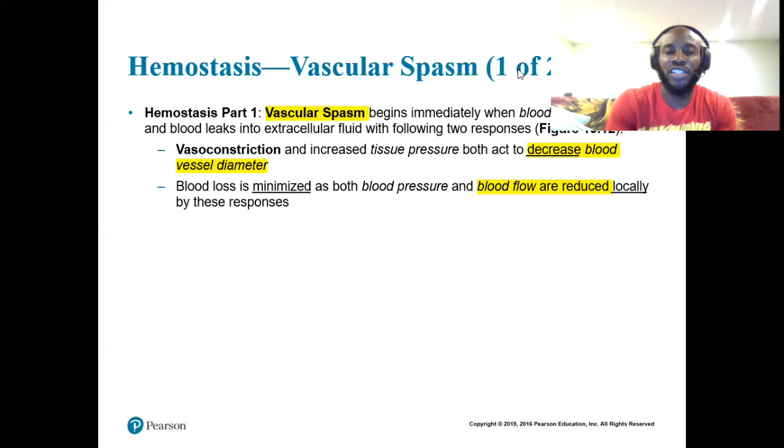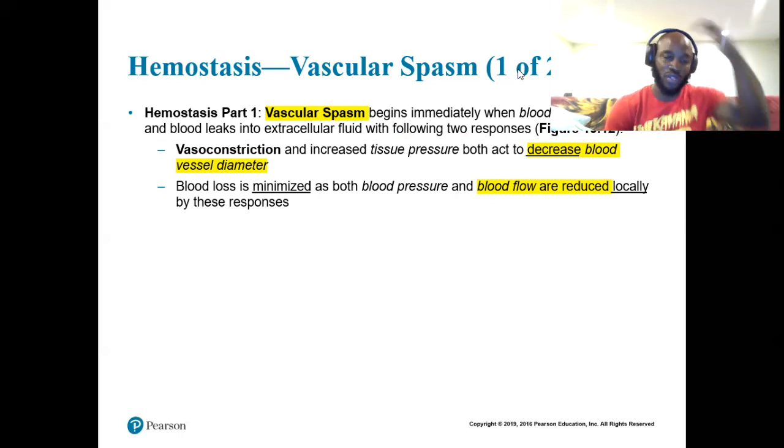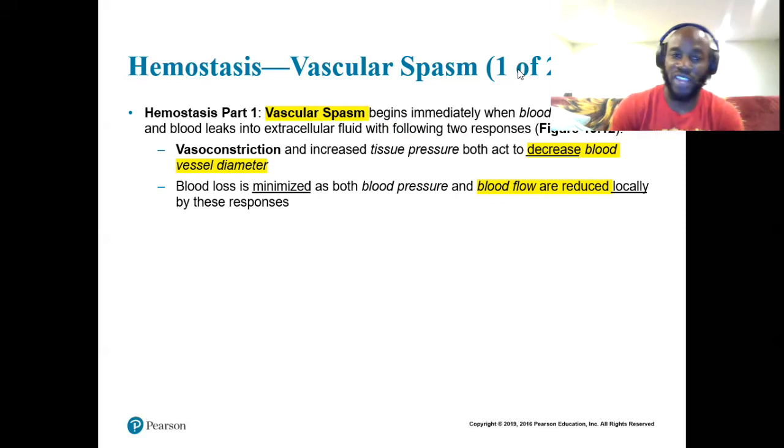All right, so part one, vascular spasms. So a blood vessel is broken. A blood vessel is injured. Blood starts spilling out into this extracellular fluid, into the space outside of the blood vessel. The first step that happens is vasoconstriction. Your vasculature starts to constrict. Vasoconstriction. Increased tissue pressure both act to decrease blood vessel diameter. Blood loss is minimized as both blood pressure and blood flow are reduced, right?